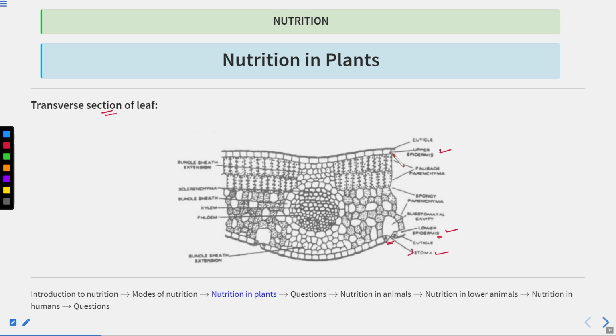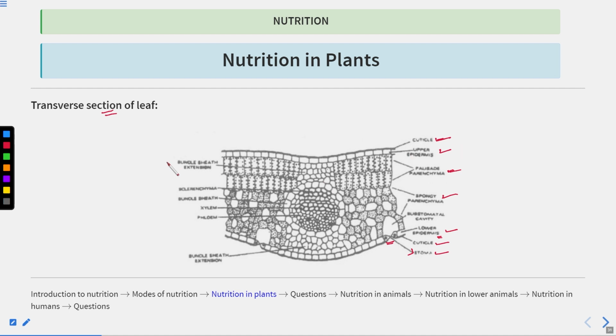Then the epidermis is covered by a thick cuticle which protects the leaves. Here also the cuticle is present. Then we have the parenchyma cells. So these are the palisade parenchyma, then we have the spongy parenchyma. These are the palisade mesophyll cells, or you can say the spongy mesophyll cells. So they are parenchymatous cells.